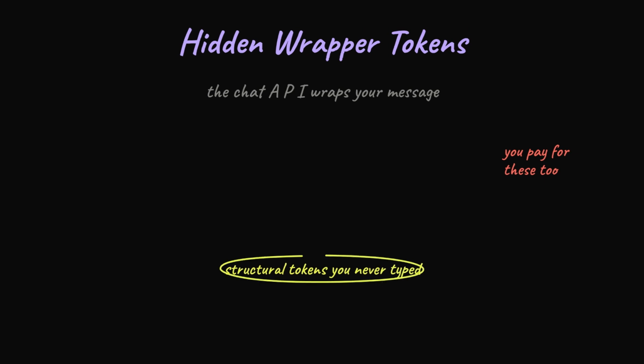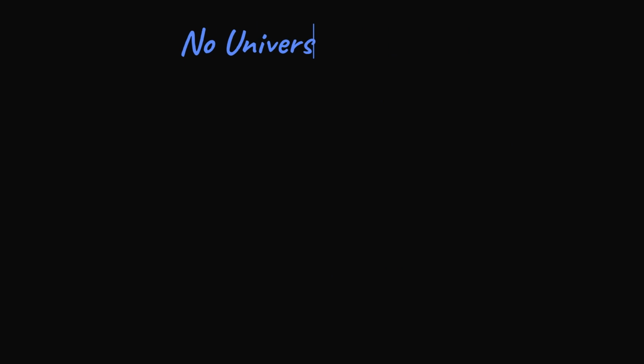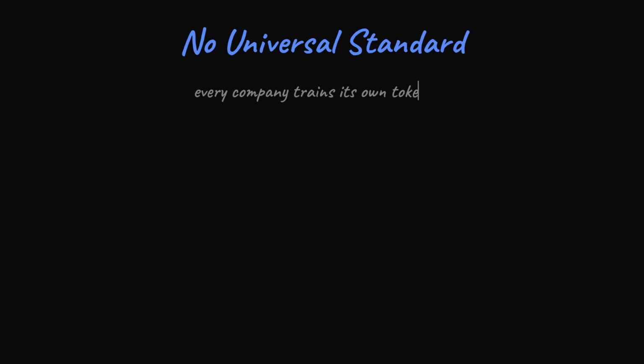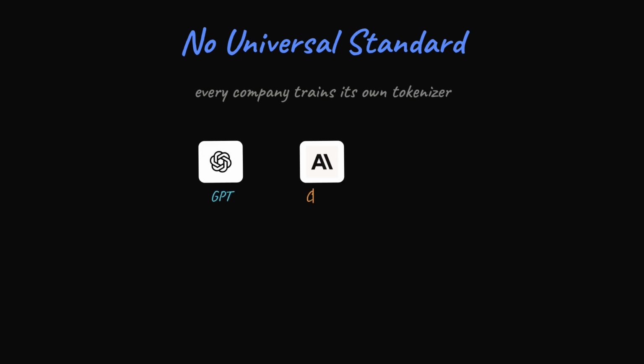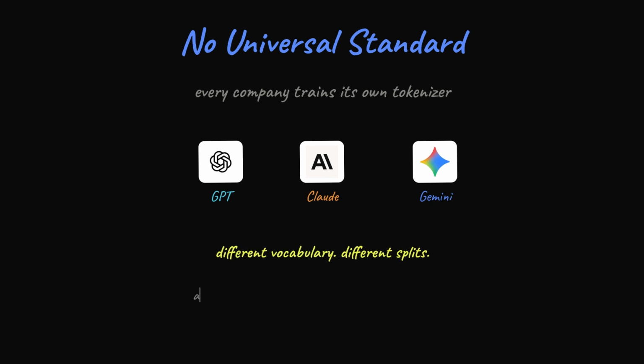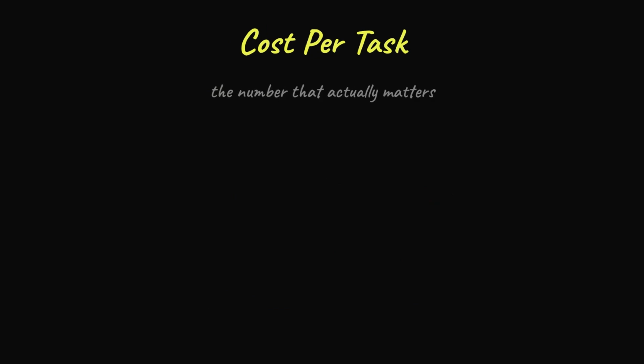But the bigger reason is that every company trains its own tokenizer on its own data, so every model has a different vocabulary with different entries and different splits. There is no universal standard. A token on GPT is not the same unit as a token on Claude or Gemini, which means comparing per token prices across providers is honestly a bit misleading. A provider with a less efficient tokenizer can advertise a cheaper rate per million tokens while quietly burning more tokens on the same text. If you're picking a model for a production app, the real number you care about is cost per task, not cost per token.